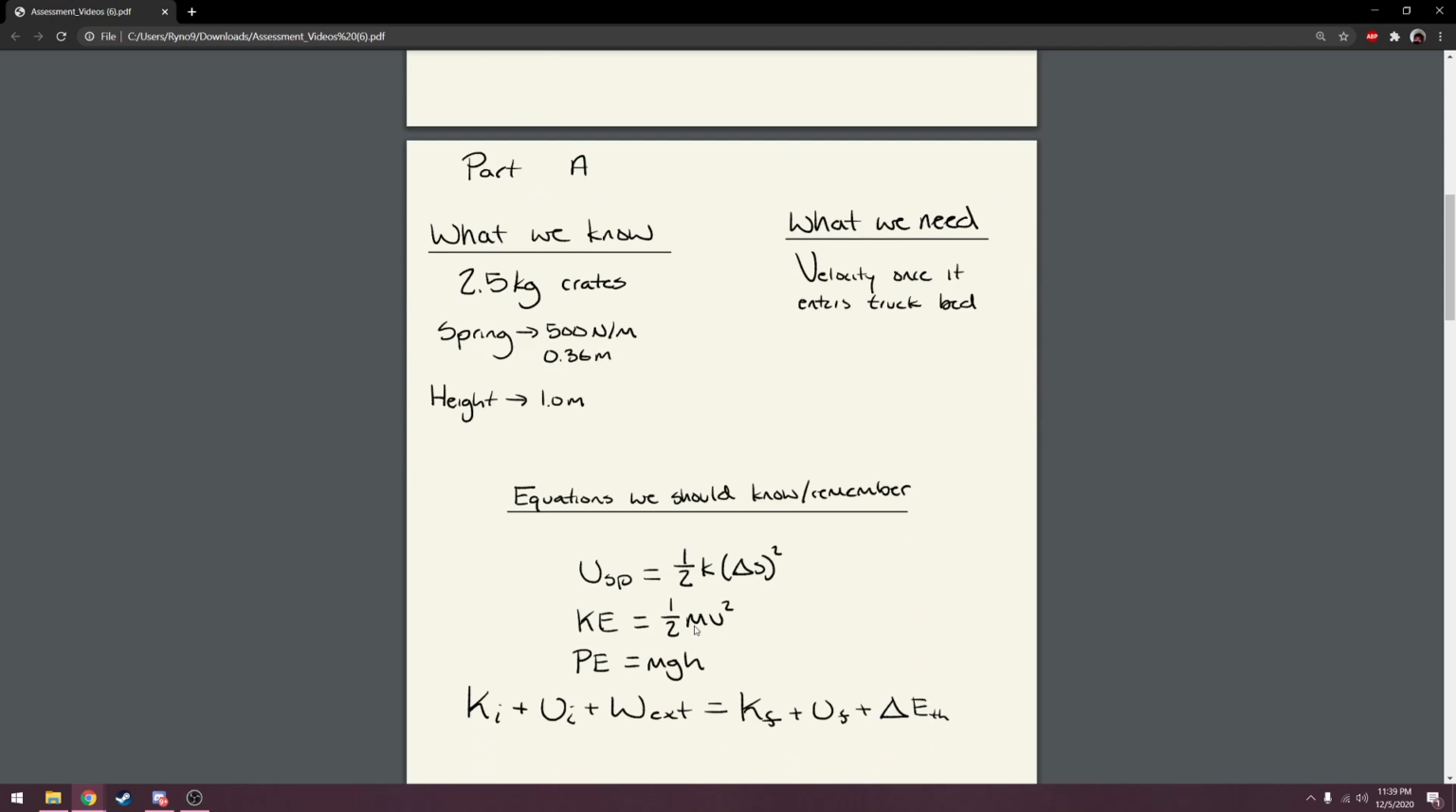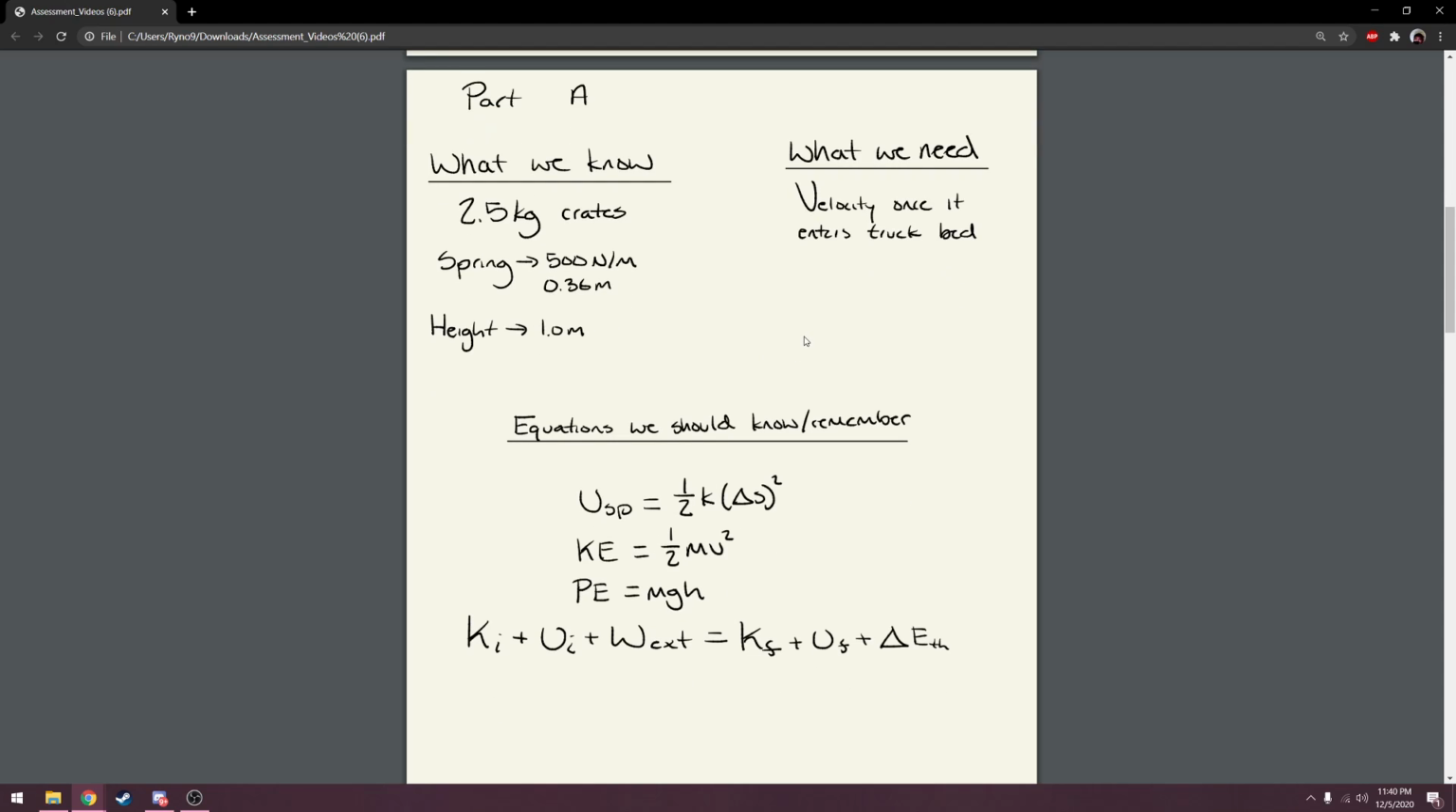Part A, what do we know? We know that the crates have a mass of 2.5 kilograms. The springs have a spring constant of 500 newtons per meter and a compression of 0.36 meters. We have a height that we need to get to of 1.0 meters. And what we need to find is the velocity once it enters the truck bed. Equations we need to use or remember for this problem are the U spring, or the energy for a spring, the kinetic energy, potential energy, and the equation that was given to us above.